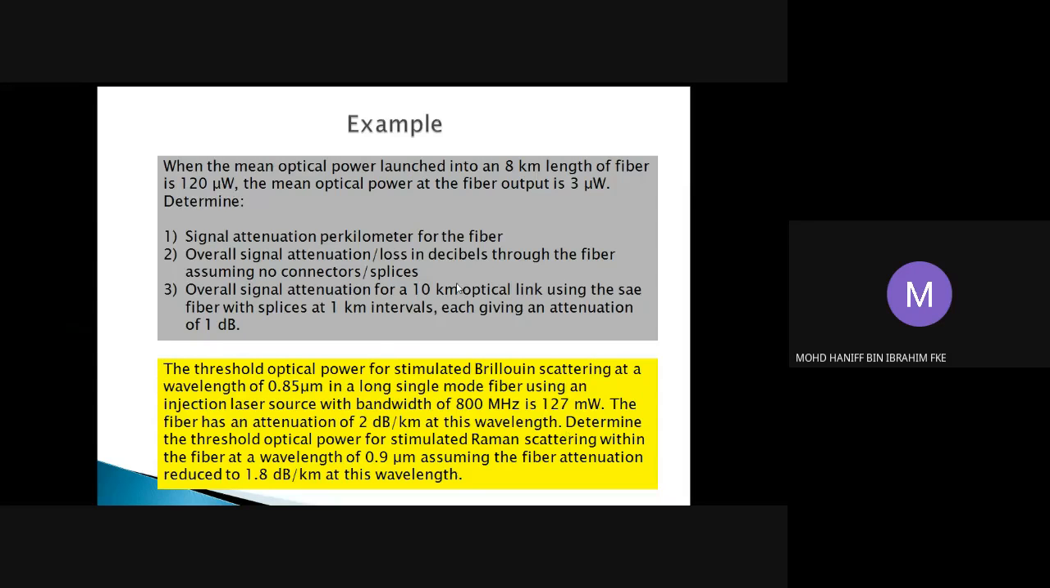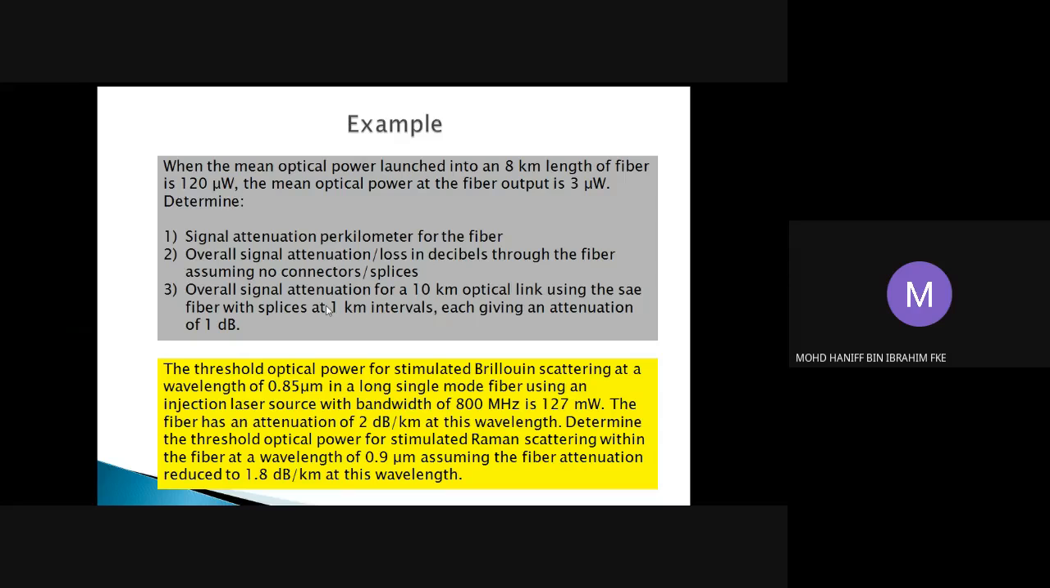So we have a 10 kilometer length now, with the same fiber, but there are 1 kilometer intervals defined by splices. So what are splices? I'm not going to cover this in our lectures. Splices are basically connectors, but permanent connectors. When you want to connect two fibers, we need to splice the fibers. So a splice is a connector which is permanent.